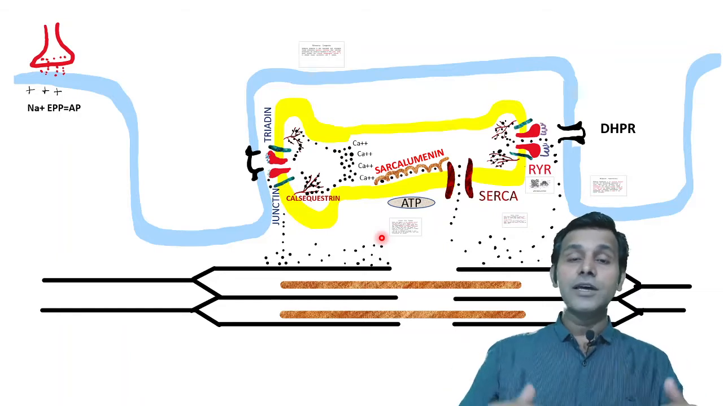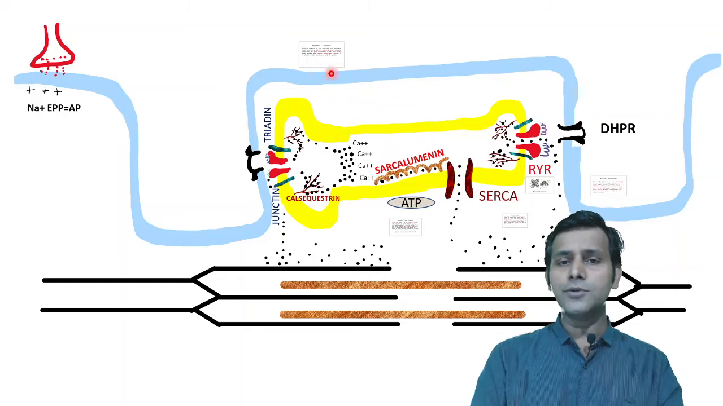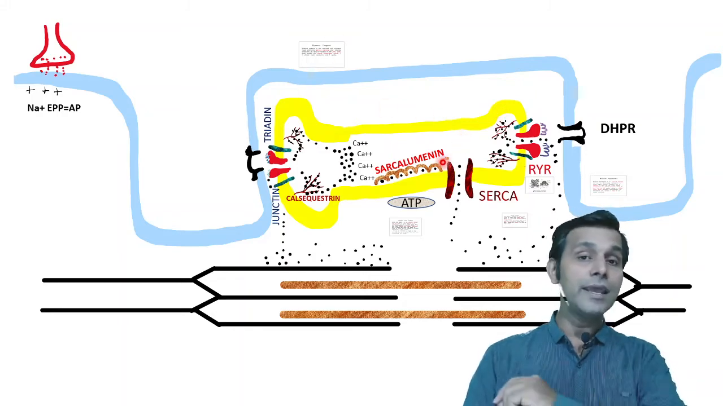There are various diseases which are associated with various regions in the excitation contraction coupling. Let us try to understand each of those diseases. Let us name them one by one.